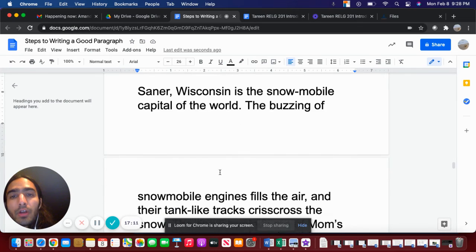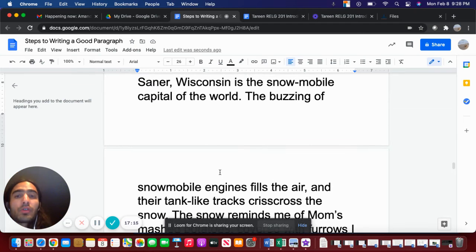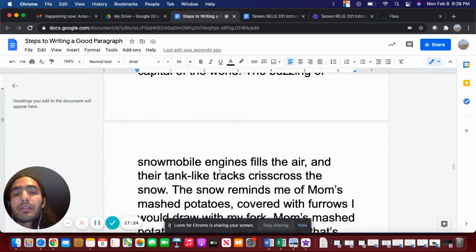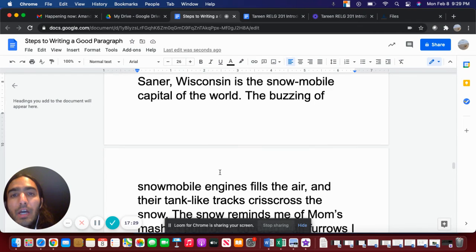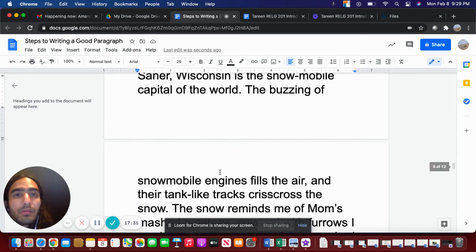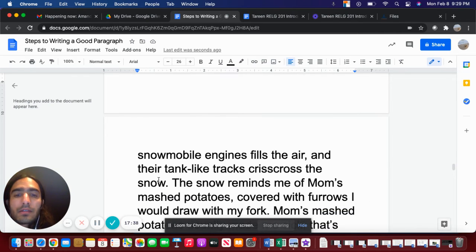So here's an example of a set of really good sentences, but you just do not know what this paragraph collectively is about. Wisconsin is the snowmobile capital of the world. Good sentence. The buzzing of snowmobile engines fills the air and their tank-like tracks crisscross the snow. Decent sentence still. For now, we think snowmobile is the topic of this paragraph because snowmobile shows up at the second half of the first sentence, and at the beginning of the second sentence. So we think snowmobile is the topic, but here things start to unravel.